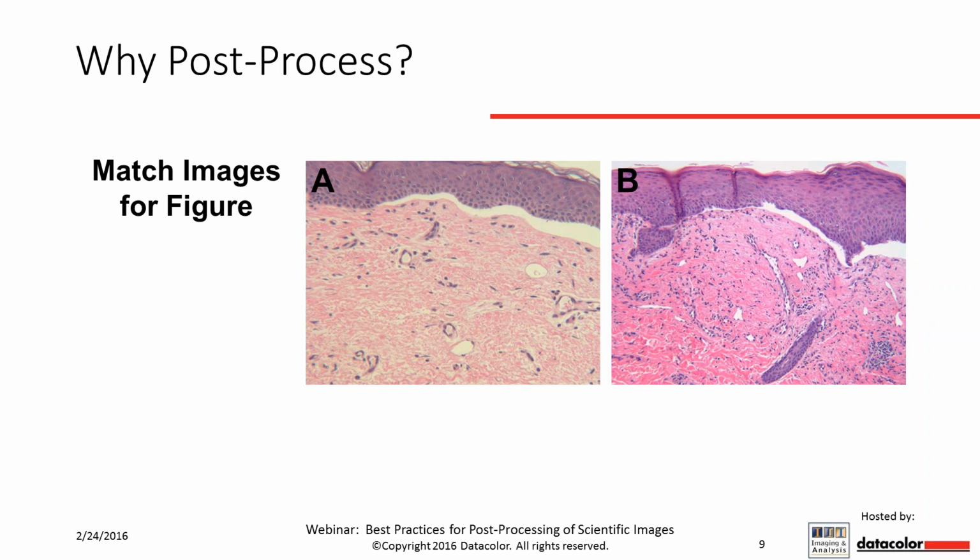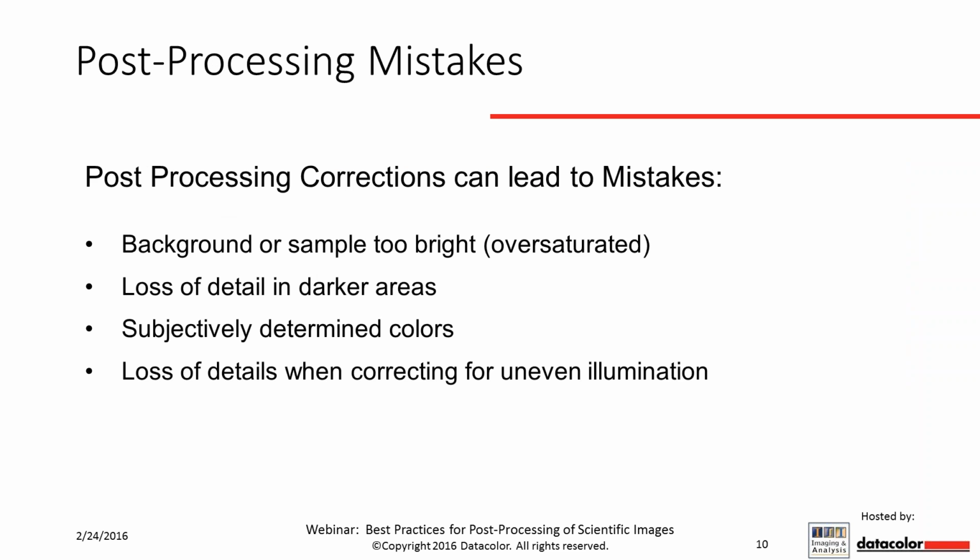And I'm going to really hammer on this consistency because consistency is really important when doing scientific work, and especially when doing quantitation. So even though I pointed out all the things that you need to do in post-processing, there's always room for mistakes when you process. And so we need to be really careful about making sure that we don't make those mistakes.